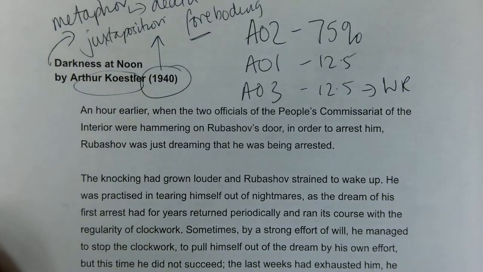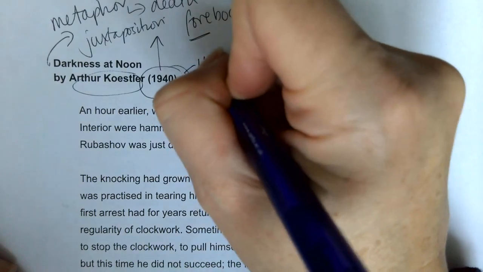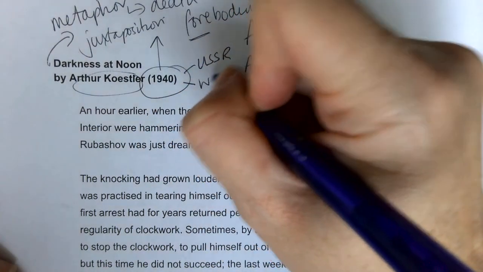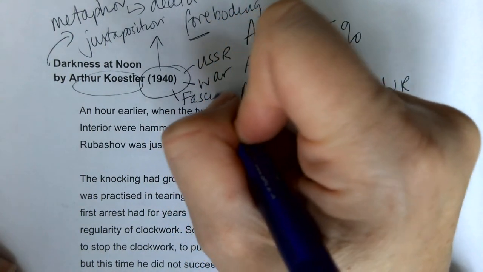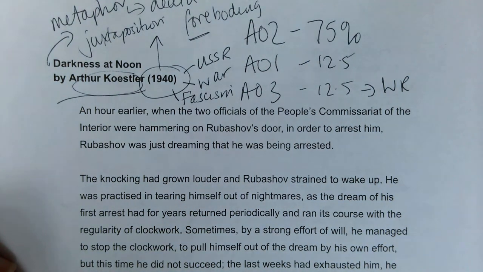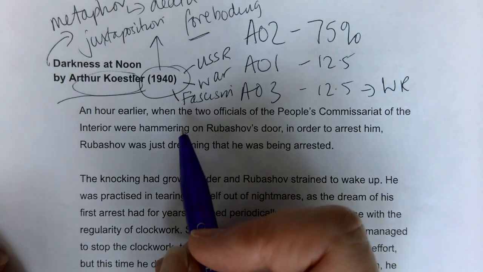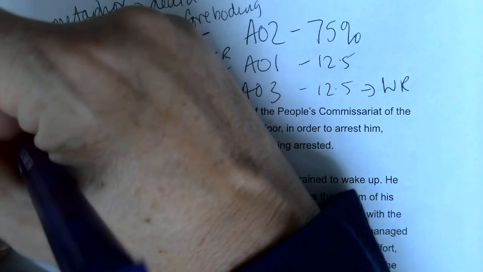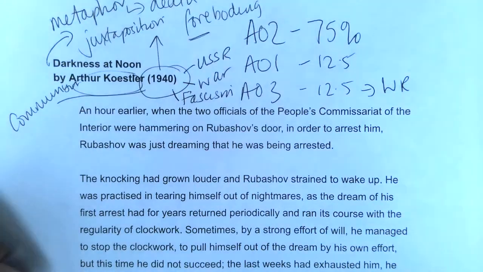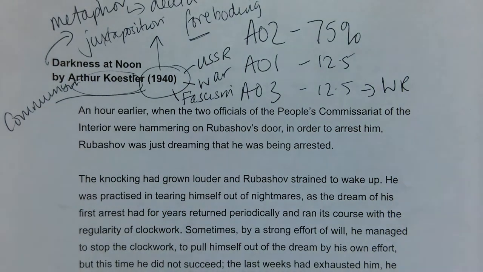1940, dystopian timeline. What might we expect dystopian writers to be concerned with at this point? The USSR. What else? Someone said war. What's happening in the 1940s? Rise of fascism. We've got fascism. Communism. Right, okay. So we would put all of that into an introduction, speculating on what we might expect to find in this extract.